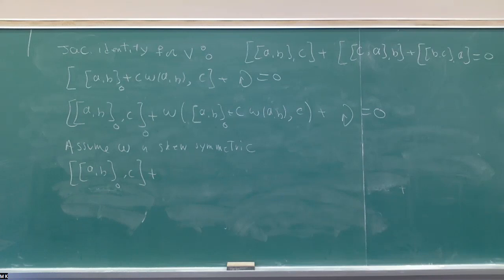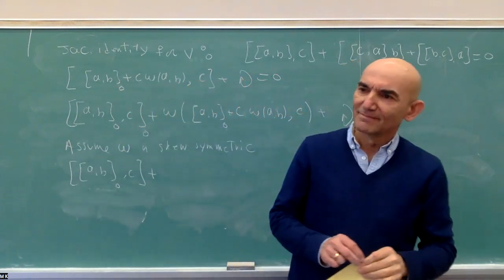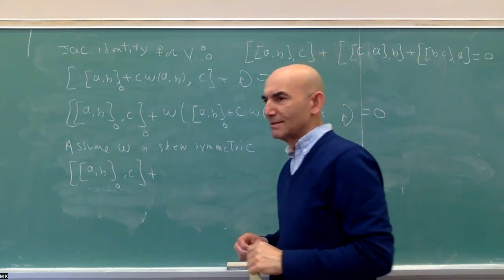Because I think the first argument of the omega should just be the commutator of A and B. Yeah. So it's better not to do it now.